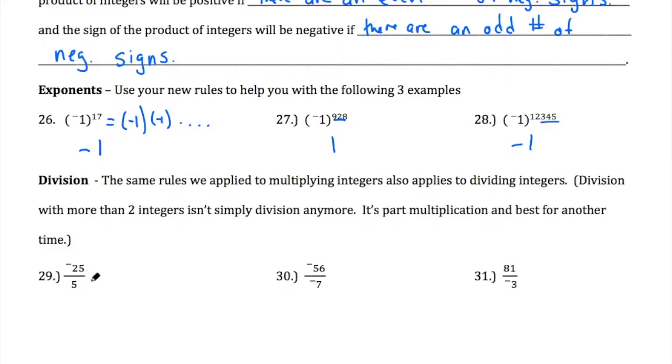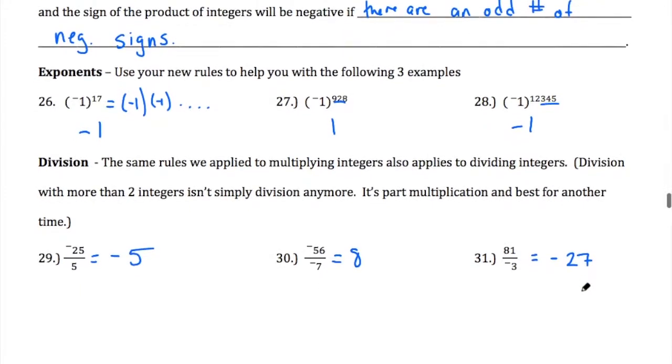Okay, so if we've got negative 25 divided by positive 5, let's think about the sign first. One of these numbers is negative, the other is positive, so we've got an odd number, so that's going to give us a negative answer. 25 over 5 is 5. Here we've got an even number of negatives, so our answer is going to be positive, and 56 divided by 7 gives us 8. Here we've got a positive divided by a negative. We've got one negative sign, so our answer is negative, and 81 divided by 3 is 27, so it's going to be negative 27.